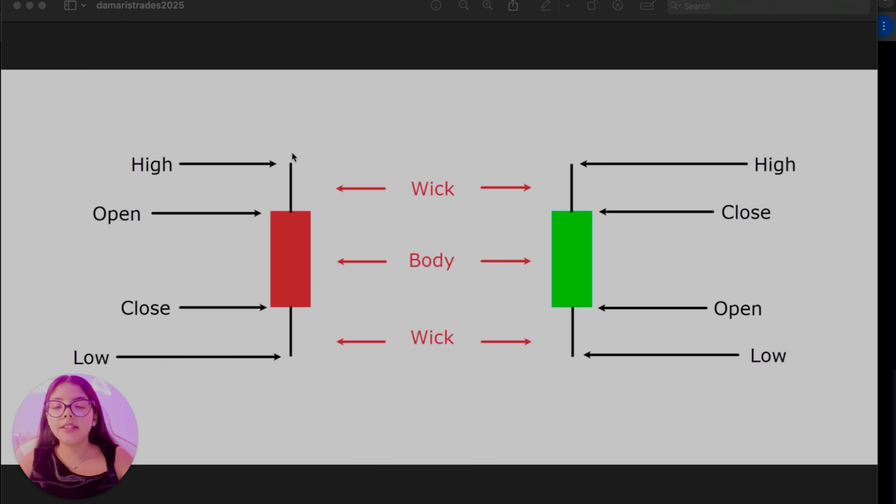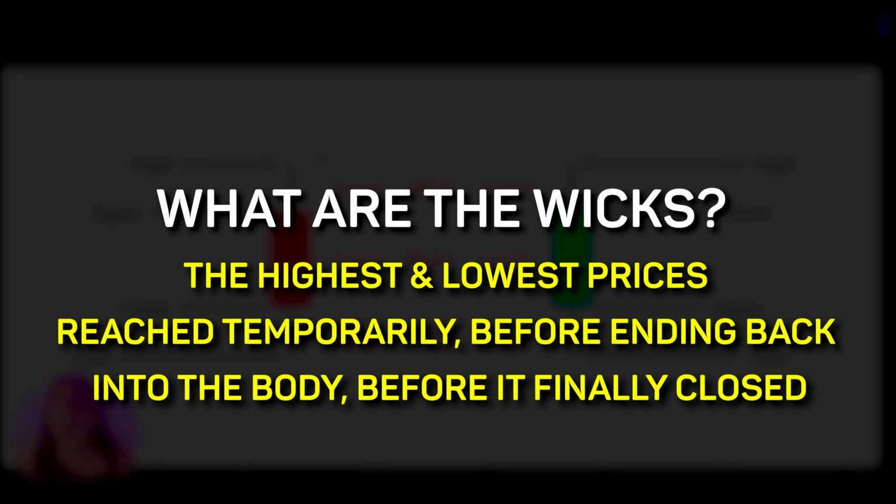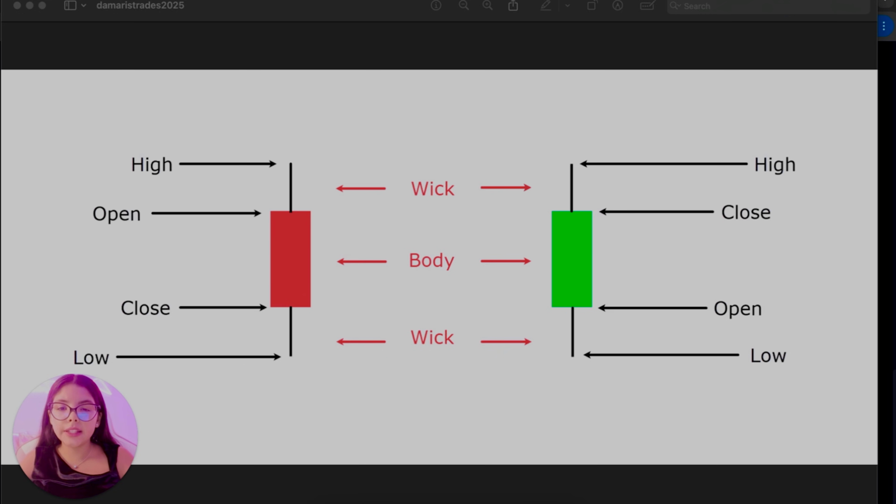wicks. These thin lines above and below the body represent how far price moved outside of the range within the body before it came back inside the body before it closed. To be more clear, the difference between the body and the wick is that the body is where all the price action happened during that time frame. That's where buyers and sellers were actively agreeing on price. The wicks are places where price moved only temporarily and then price rejected back into the accepted range.